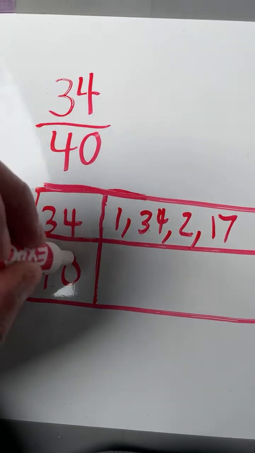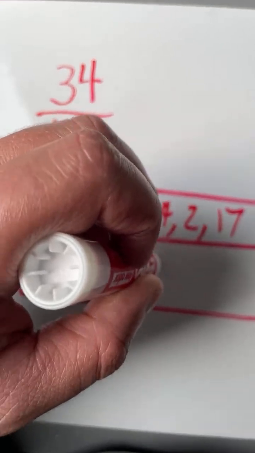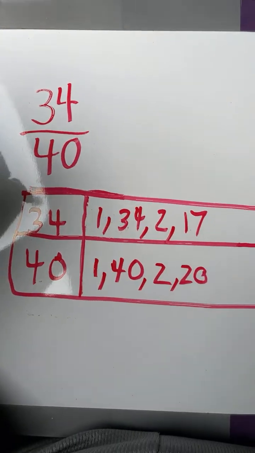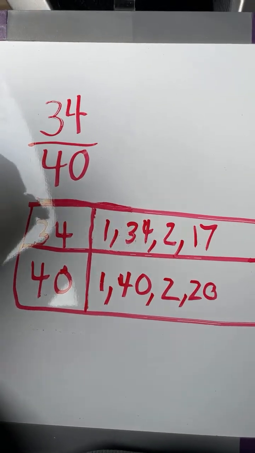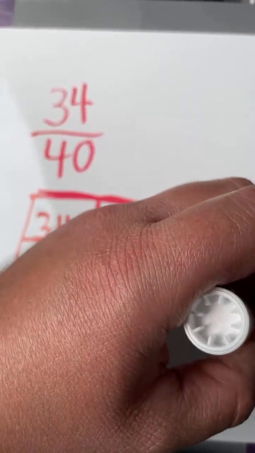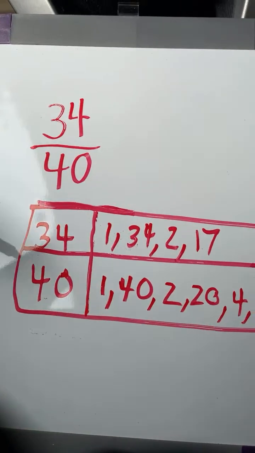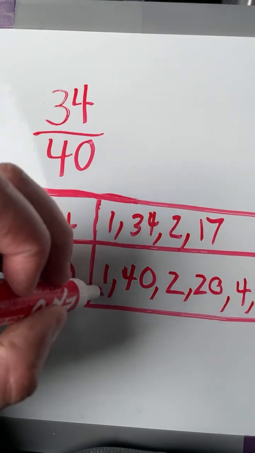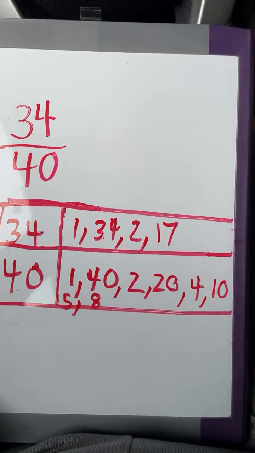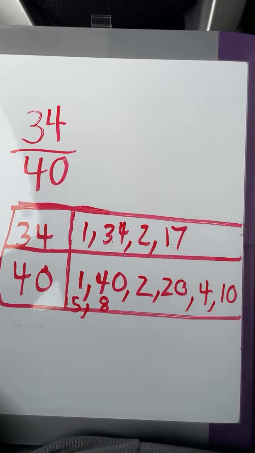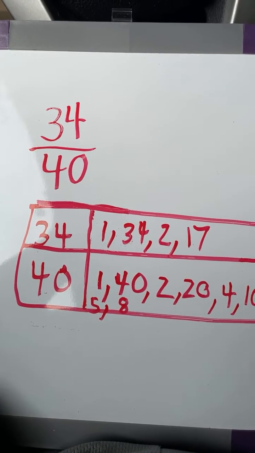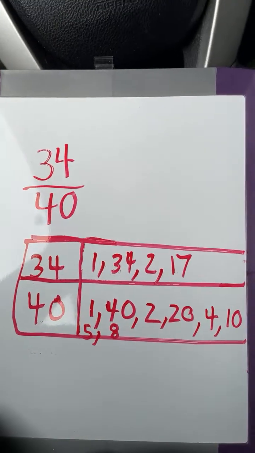Now factors of 40 here. So we have 1 and 40. We have 2 and 20. 3 is not a factor of 40. We have 4 and we have 10. We have 5 and we have 8. 6 is not a factor of 40. 7 is not a factor of 40. 9 is not a factor. Okay, we have all our factors here.